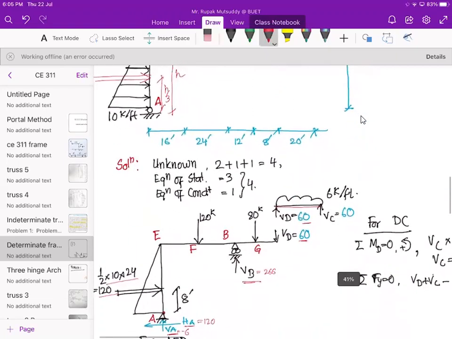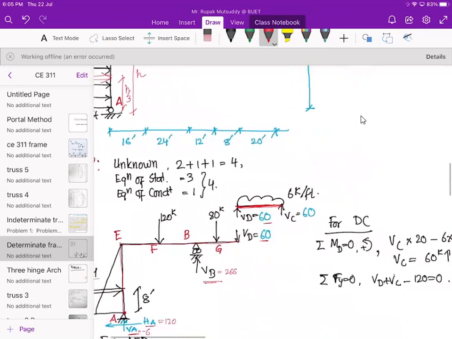Due to the arrangement of this structure, this DC portion will be on top of the other parts of the frame, that is A, E, F, B, G, D. So this portion will be below DC. So now let's start from the portion DC.